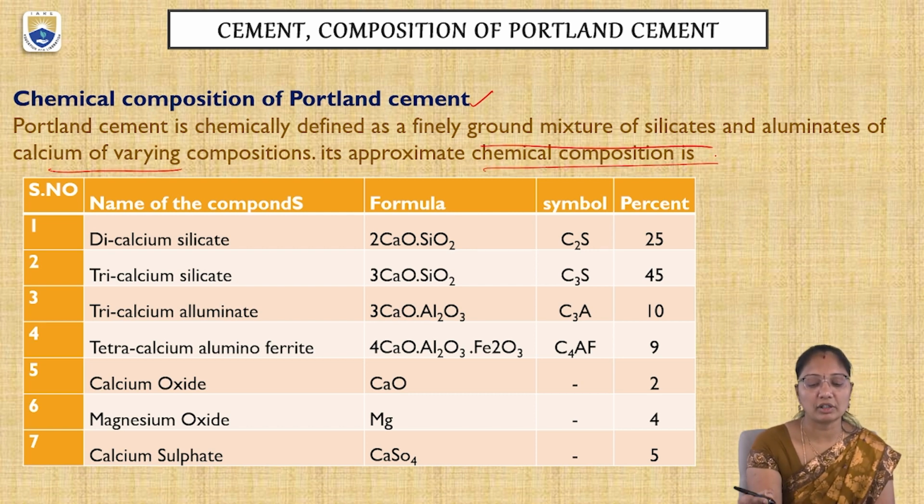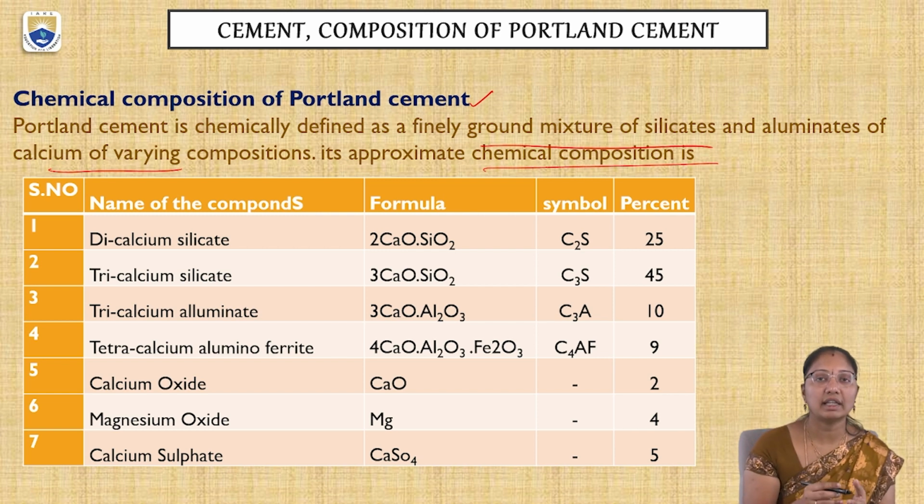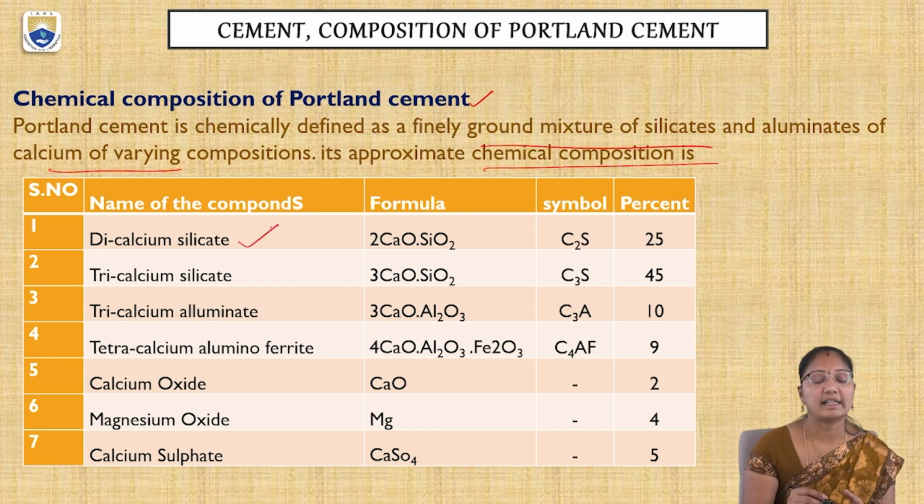Its approximate chemical composition, we know, has calcium oxide, aluminum oxide and silicon trioxide. So we are going to see in what form they are present. Chemically, it is defined as silicates and aluminates of calcium, meaning calcium silicates and calcium aluminates. So both are present in this composition. We are going to see in which form and in which percentage they are present in the Portland cement.